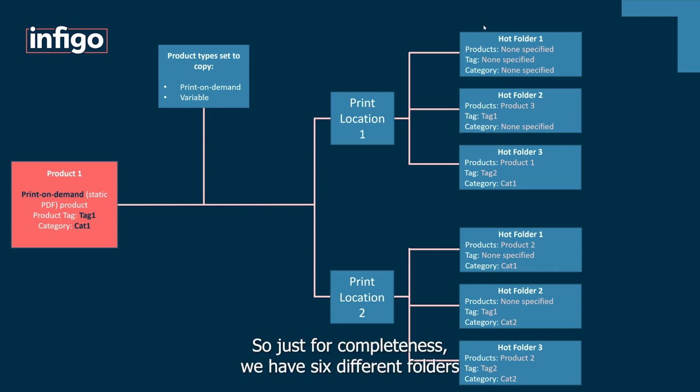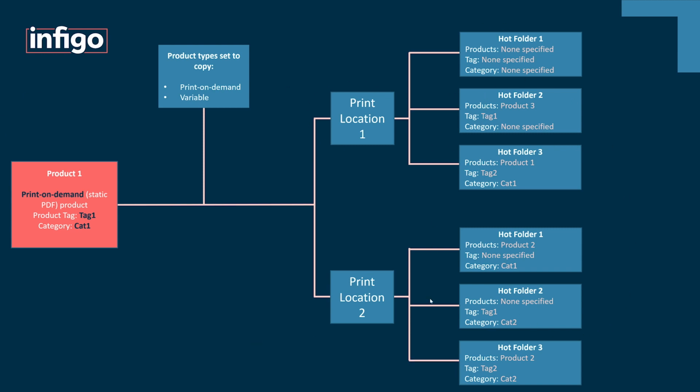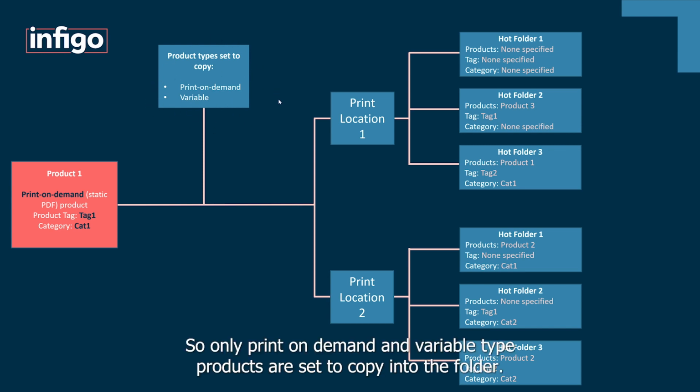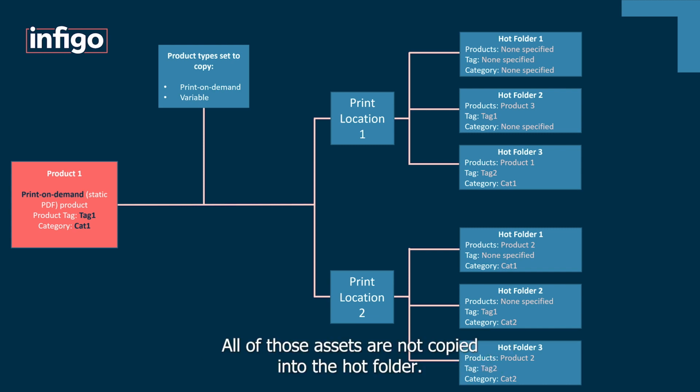Just for completeness, we have 6 different hot folders allocated between 2 print locations, and we have a few product types which are set to copy. Only print on demand and variable type products are set to copy into the hot folder. All others are set to not copy into the hot folder automatically.